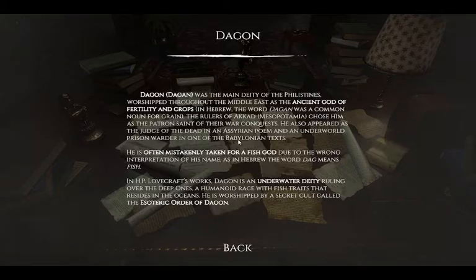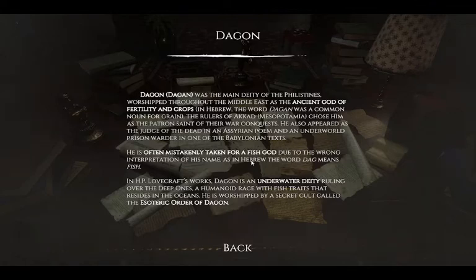Dagon was the main deity of the Philistines, worshipped throughout the Middle East as the ancient god of fertility and crops. In Hebrew, the word Dagon was a common noun for grain. The rulers of Akkad, Mesopotamia, chose him as the patron saint of their war conquests. He also appeared as the judge of the undead in an Assyrian poem, and an underworld prison warder in one of the Babylonian texts. He is often mistakenly taken for a fish god due to the wrong interpretation of his name, as in Hebrew the word dag means fish.